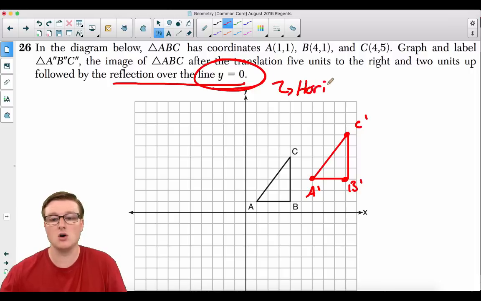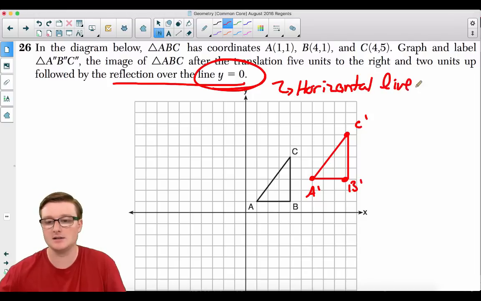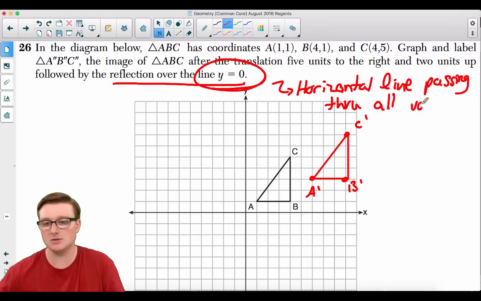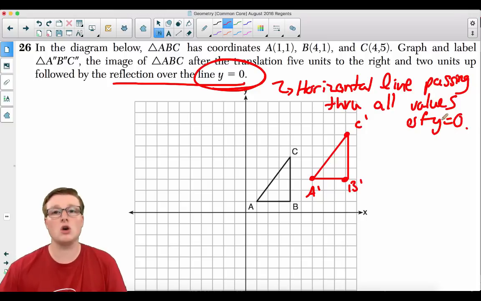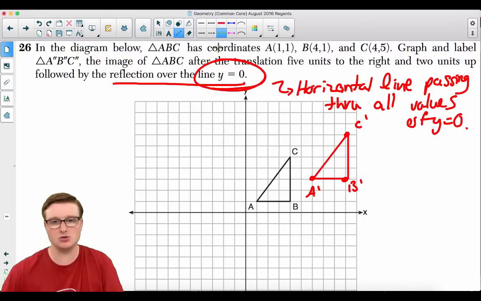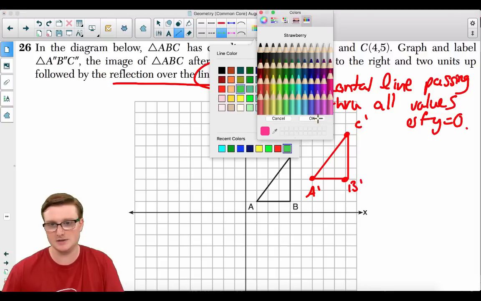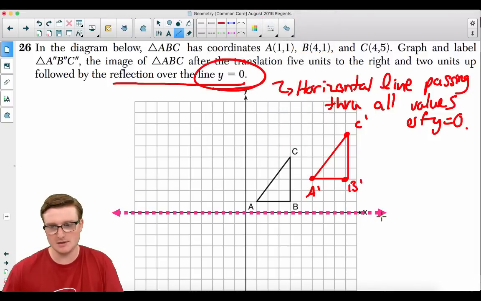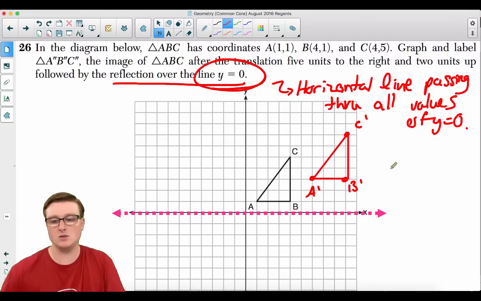It is a horizontal line passing through all values of y equals 0. In other words, you are crossing or passing through the entire x-axis. What that means is if I were to draw a line, this line that you see right over here, I'll just get a different color, this line that you see right there, that is the line y equals 0.